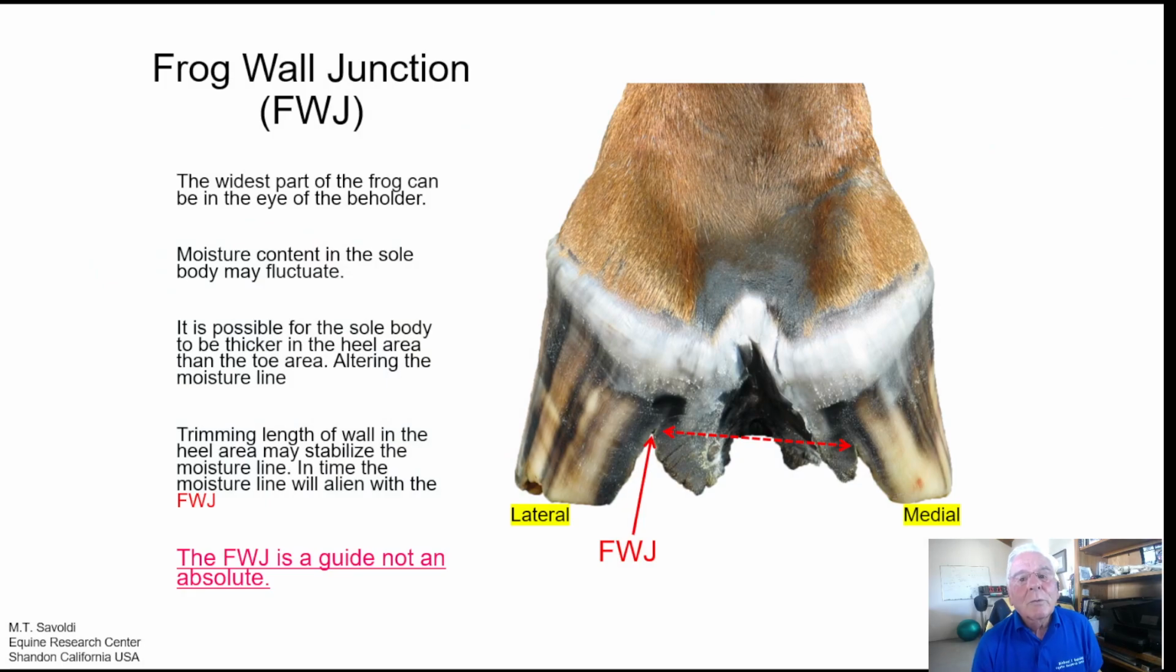So the frog wall junction is a guide. It's not an absolute. So just bear in mind that you have to adjust the foot slowly, dry the sole down in the heel area so it will align to the frog wall junction.